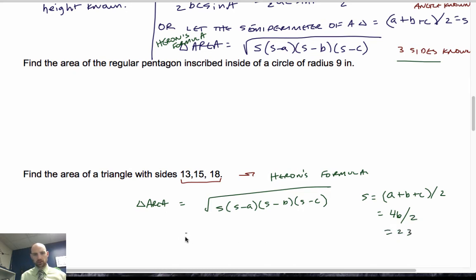So here's how it works. You ready? Mathemagic. 23 times 23 minus 13 times 23 minus 15. Oh, that's just confusing right there. I missed.